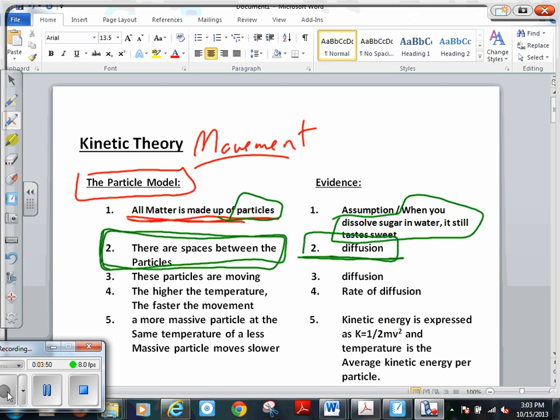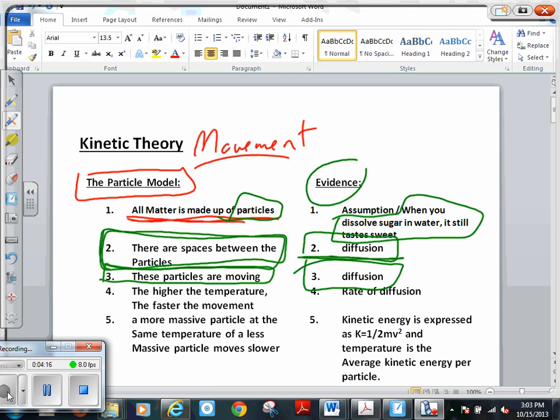Another part of the model is that these particles are moving. And how do we know that these particles are moving? Well, diffusion is evidence of that. Because if they weren't changing position, we wouldn't have diffusion. So these things are all the evidences related to this particle model. And there's other evidences too.